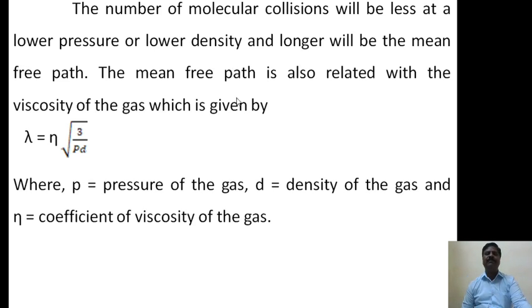The mean free path is also related to the viscosity of the gas, which is given by lambda equals eta square root of 3 by P into D. Here P and D are the pressure and density of the gas, and eta is the coefficient of viscosity. This is another relationship between the mean free path and viscosity, pressure and density. Therefore, lambda equals eta square root of 3 by PD.